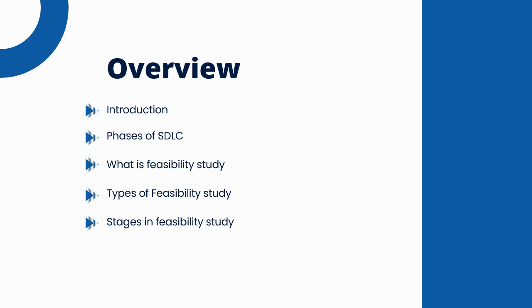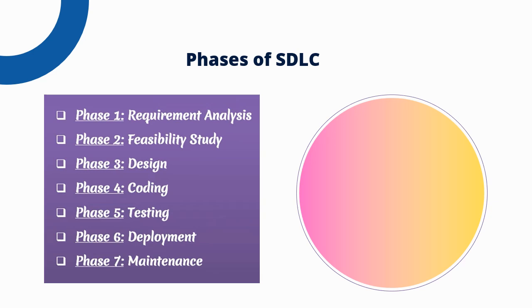In this video, we'll discuss the introduction part, phases of SDLC, what is feasibility study, types of feasibility study, and stages in feasibility study. Phases of SDLC: first is requirement analysis, second is feasibility study, third is designing, fourth is coding, fifth is testing, sixth is deployment and maintenance.